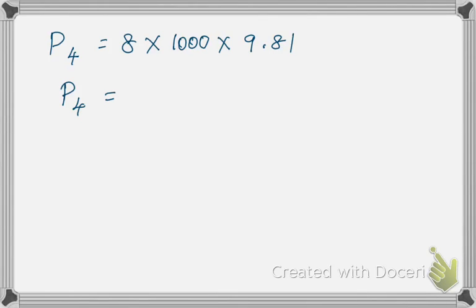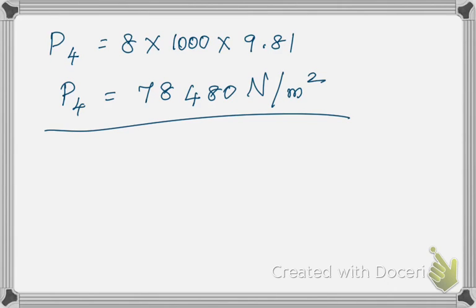So my P4 value will be equal to 8 into 1000 into 9.81. P4 value will be 78480 Newton per meter square.